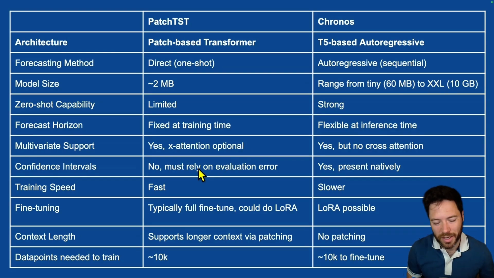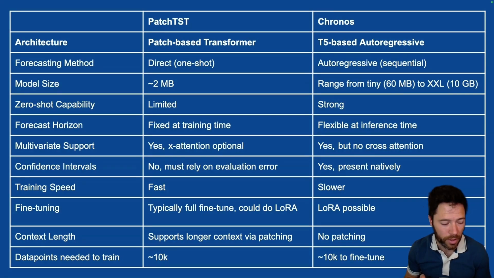Confidence intervals. So PatchTST gives you out numbers. There are no buckets and there are no probabilities associated with buckets for the output. So there's also no notion of forecasting confidence. Whereas with Chronos, because you have a softmax, you have a probability distribution over which bucket the output is going to be in. That allows you to get a confidence interval over the outputs. Training speed is going to be faster for PatchTST. It's smaller. For fine-tuning, typically you would fully fine-tune PatchTST because it's a small model and cheap to fine-tune.